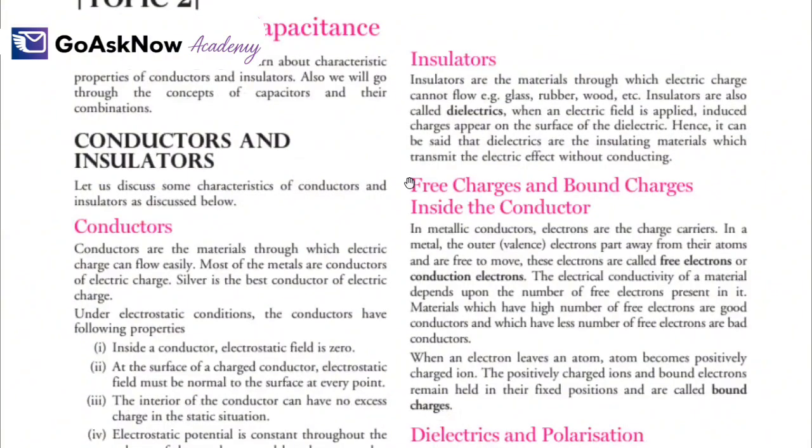So what are insulators? Insulators are the materials through which electric charge cannot flow. Example: glass, rubber, wood, etc.